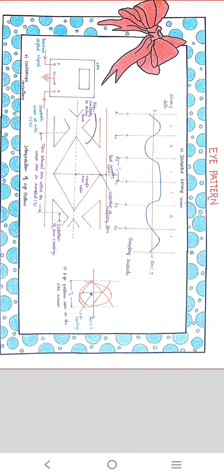Purpose of the eye pattern: assess signal integrity, detect timing jitter, measure noise margin, and evaluate inter-symbol interference. Eye diagram components. Eye opening: the vertical opening represents the noise margin. A wide eye is better.